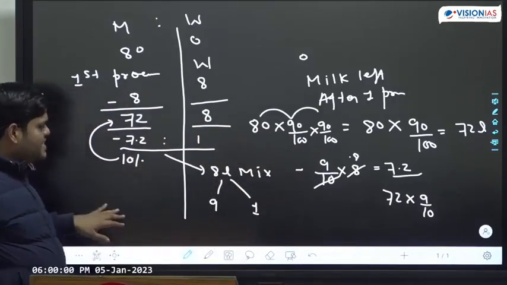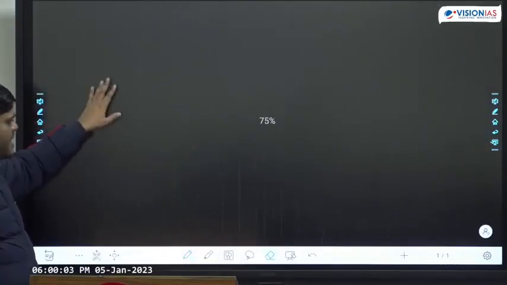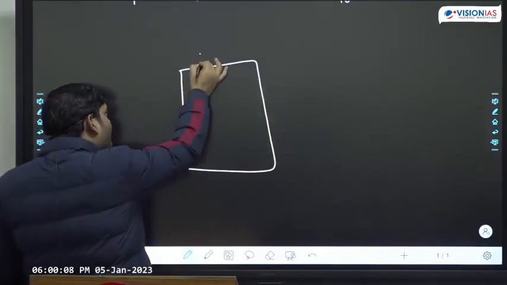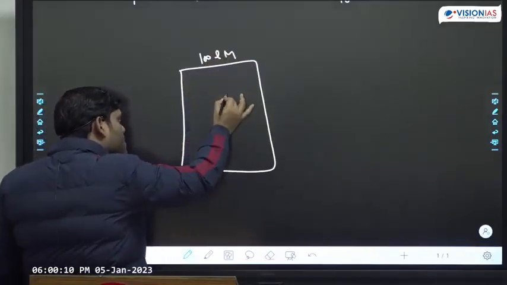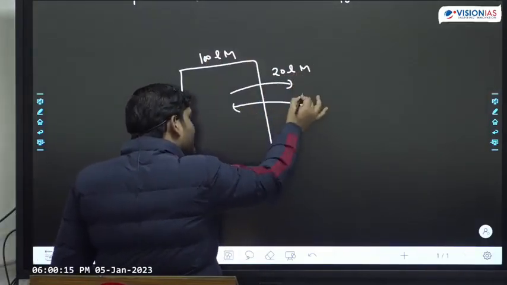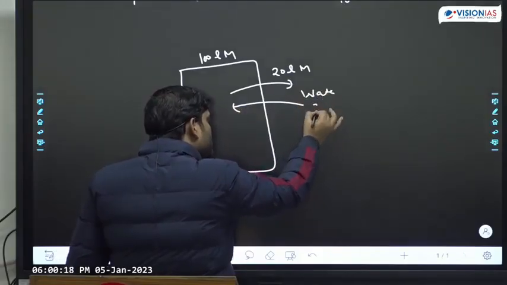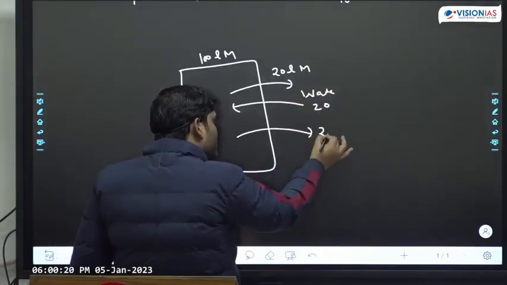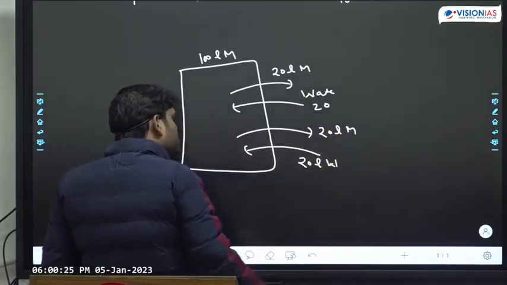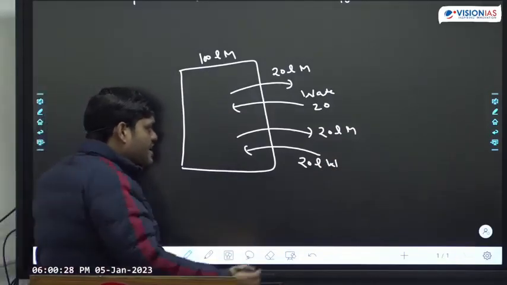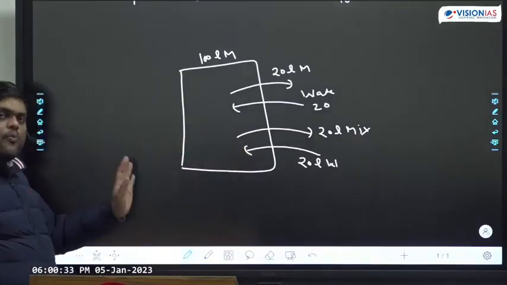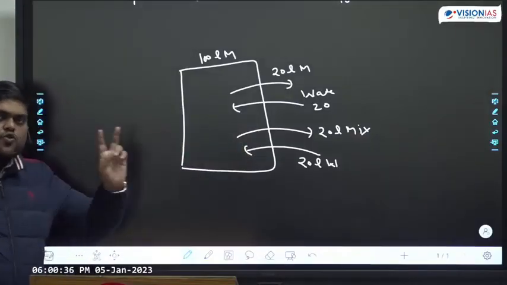For example, let's take another example. Suppose I am saying 100 liter of milk was there. We are taking 20 liter milk out and adding 20 liter water. Then again we are taking 20 liter out and adding 20 liter of water. Okay? Mixture, sorry, here it will be mixture, not milk. 20 liter of mixture out and 20 liter of water. So how much milk will be left after 2 times this process?